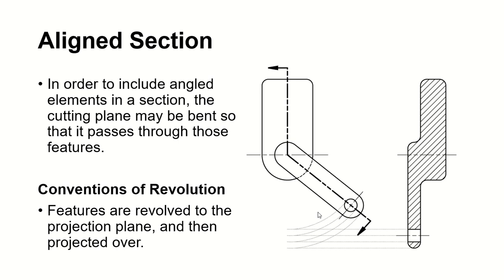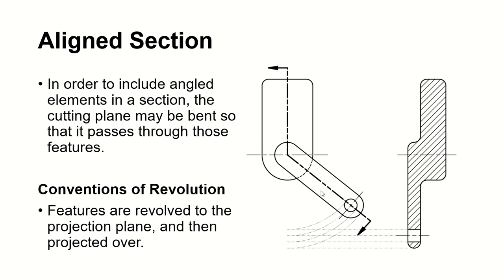Since you want to include the angled elements in your sectioning, we have to use a little bit different view from our normal section view. We call that the aligned section, instead of your half, full, and offset.